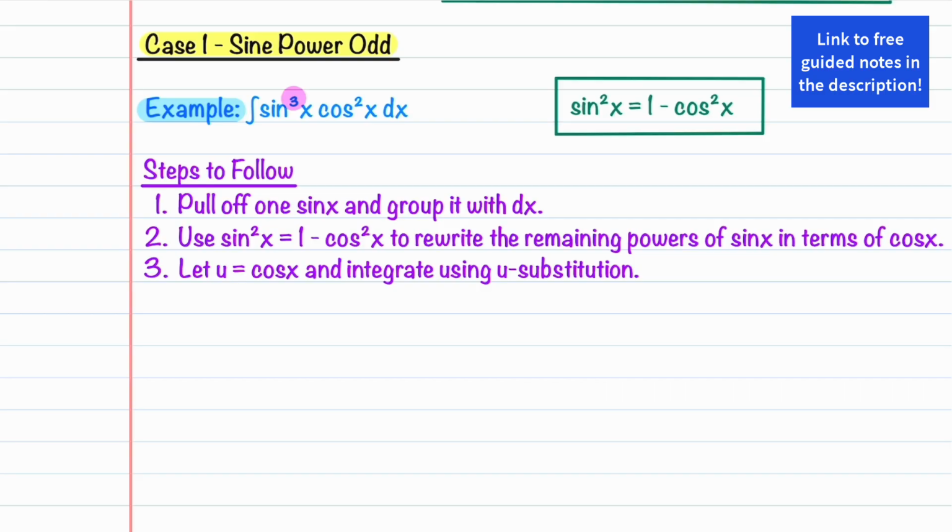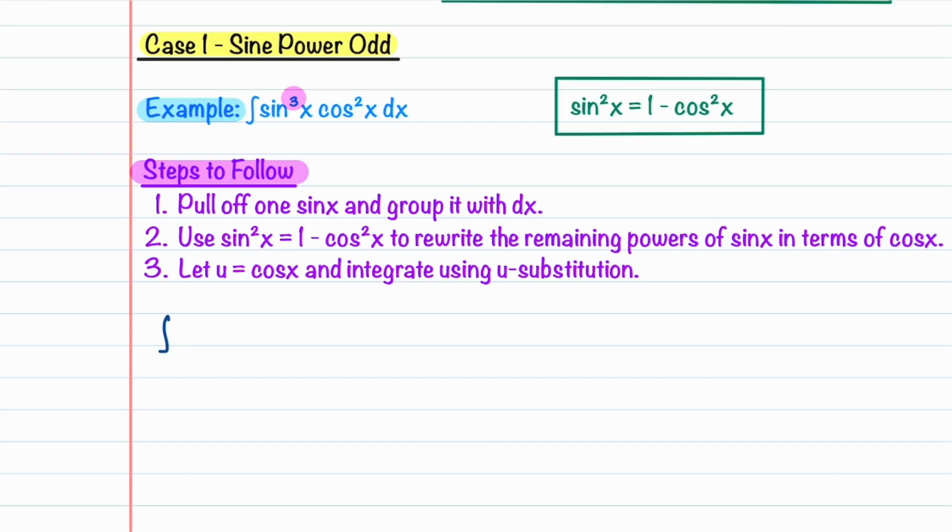To make things easier, I've written down 3 steps that we can follow, and we'll go through these steps one by one as we walk through this example. We're going to integrate sine cubed of x times cosine squared of x dx.